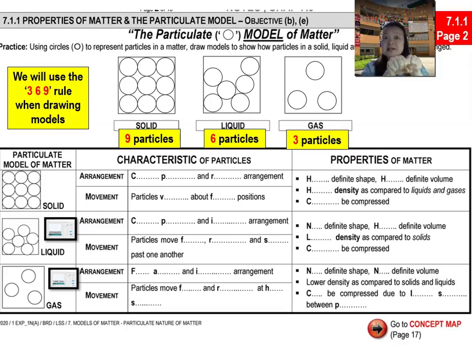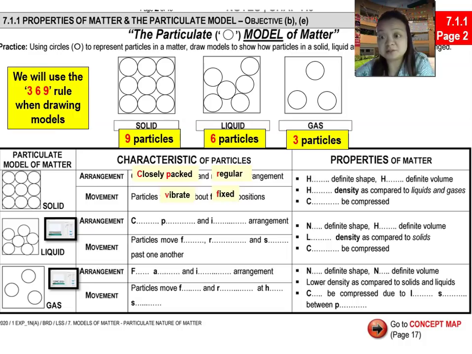Movement is how do they move? Do they move fast? Do they move slow? Do they slide past one another? Do they only vibrate? All right, so you must remember that these two are actually different characteristics. Always arrangement and always movement. So whenever you write your answer in a structured question, you must ask yourself, have you talked about arrangement and have you talked about movement? So let's talk about solids. Solids are very closely packed from the shape here, and they are in a very regular arrangement. Now movement, they actually vibrate about fixed positions.